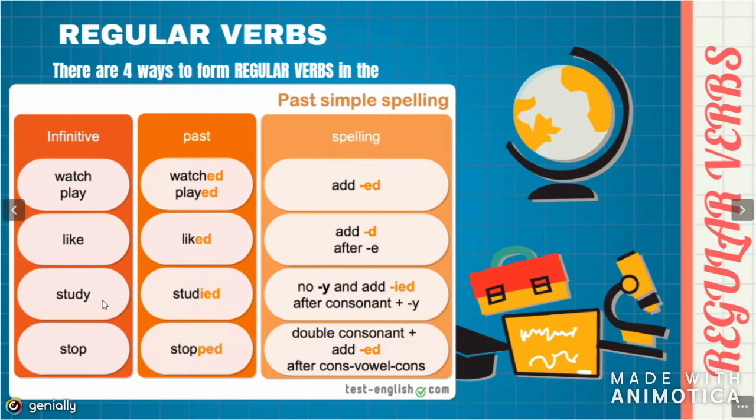Ojo acá. Tengo acá play. Play termina en y, pero no tiene una consonante antes. Entonces no cae en esta categoría. ¿Ok? Por eso es importante que la terminación sea consonante y.